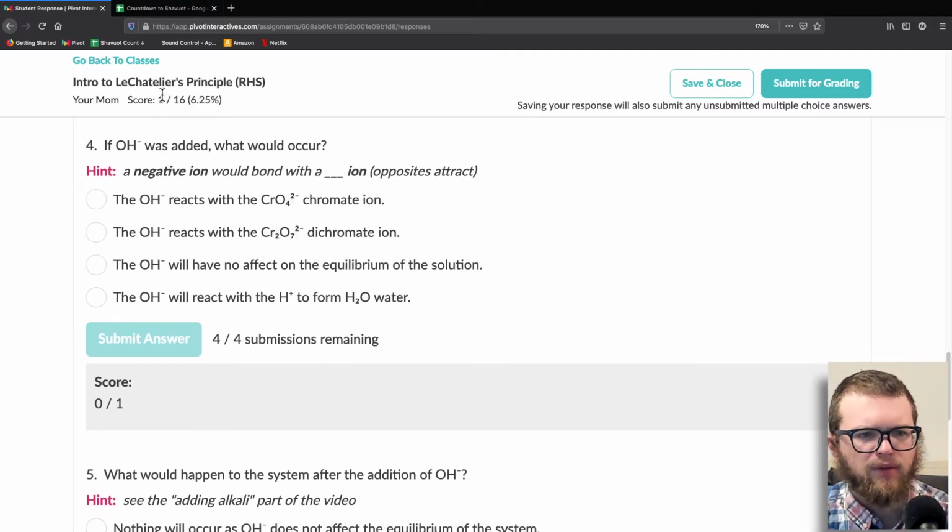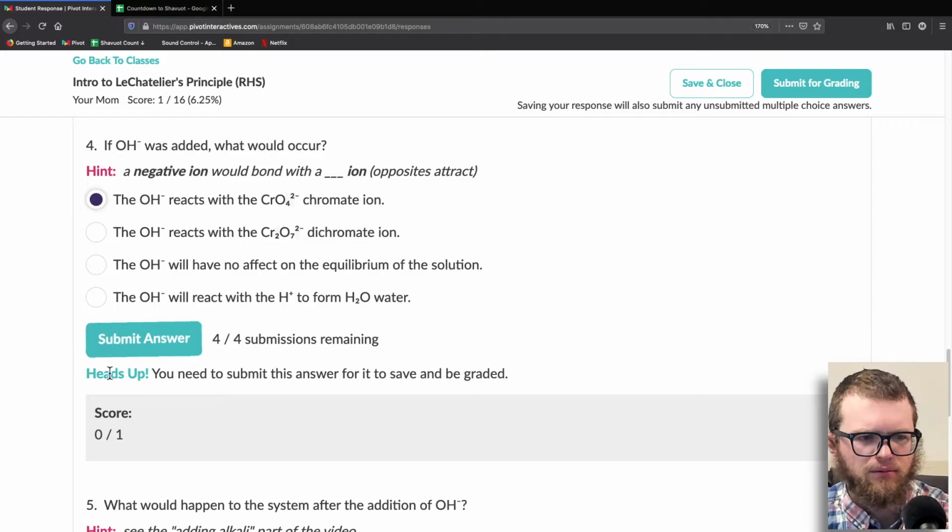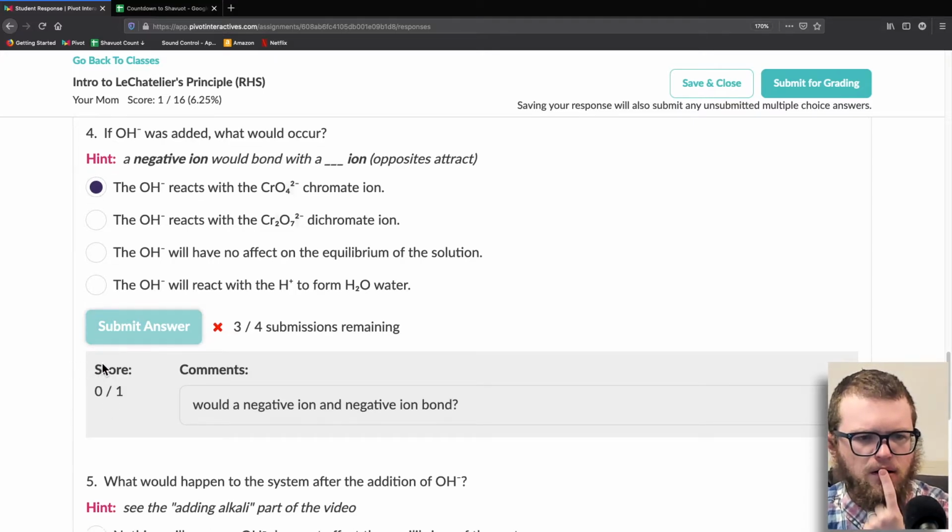All right. If OH- was added, what would occur? Hint, a negative ion would bond with a blank ion. Opposites attract. So, is it the first one? Oh, no, that's wrong. Would a negative ion and another negative ion bond? Oh, no, so a minus isn't going to bond with a minus. What would an OH- ion bond with?